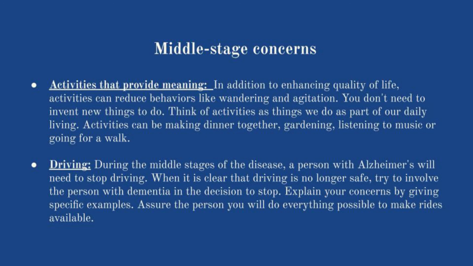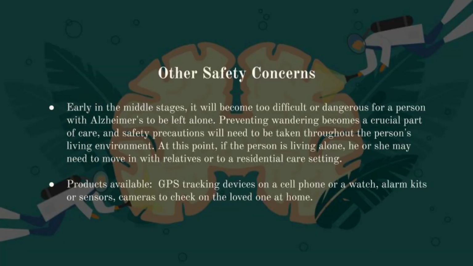Explain your concerns by giving specific examples and assure the person you will do everything possible to make rides and transportation available. Now, other safety concerns in these middle stages of dementia is that it will become too difficult or dangerous for a person with Alzheimer's to be left alone. Preventing wandering becomes a crucial part of care, and safety precautions will need to be taken throughout the person's living environment. At this point, if the person is living alone, he or she may need to move in with relatives or to a residential care setting.